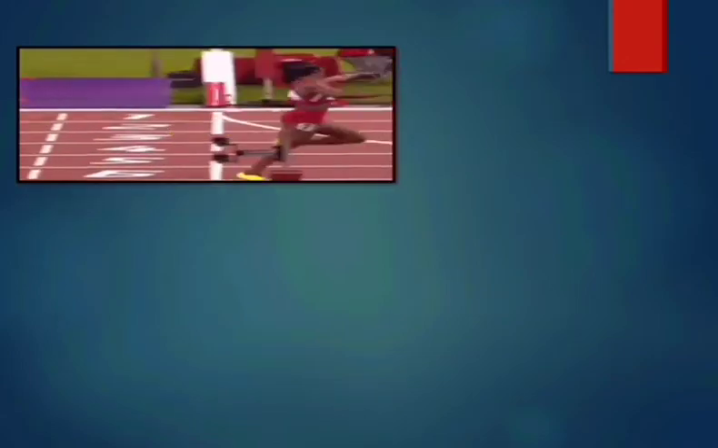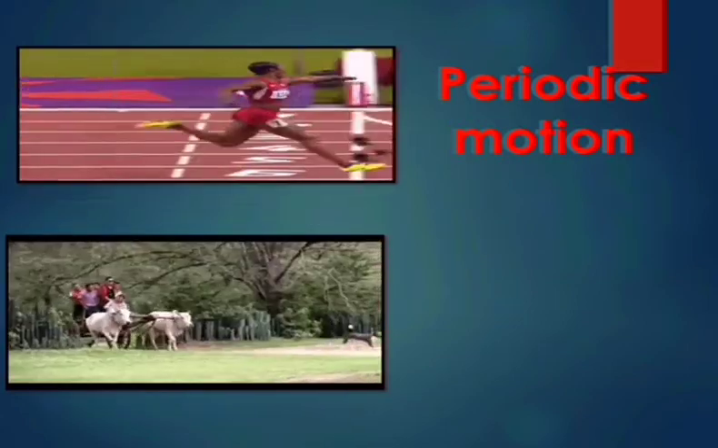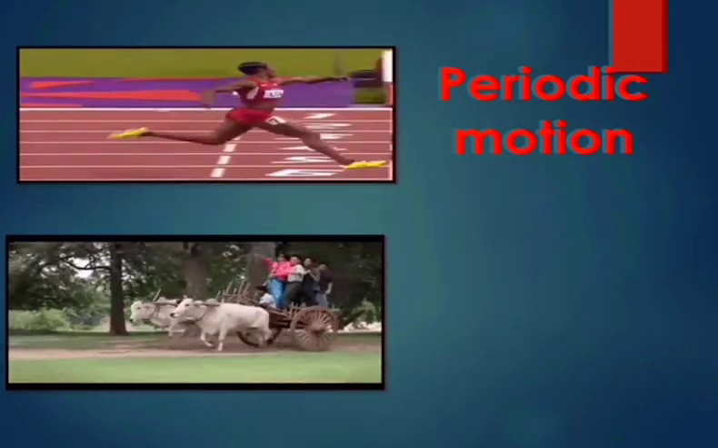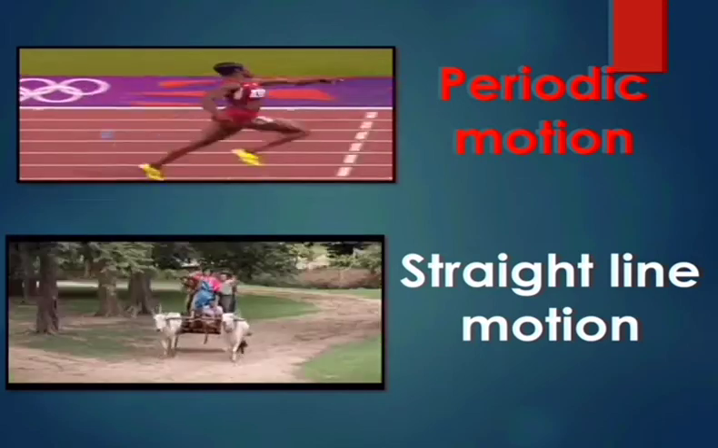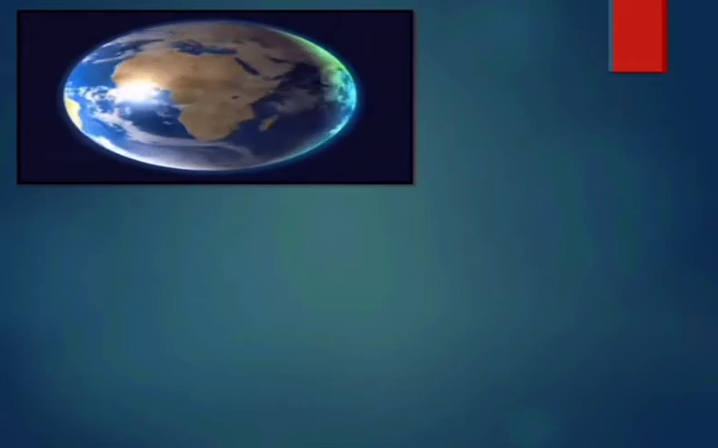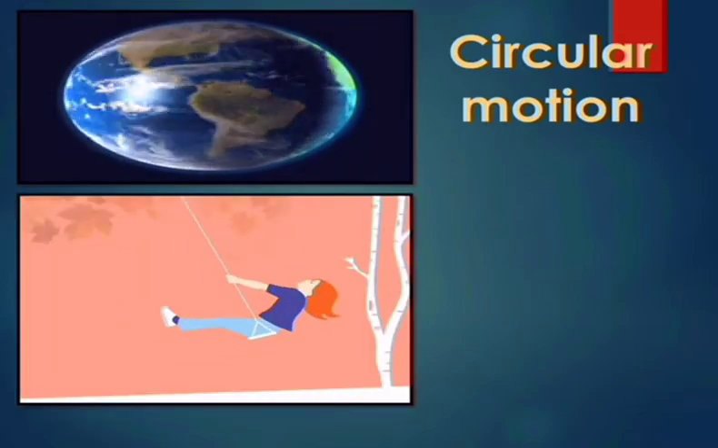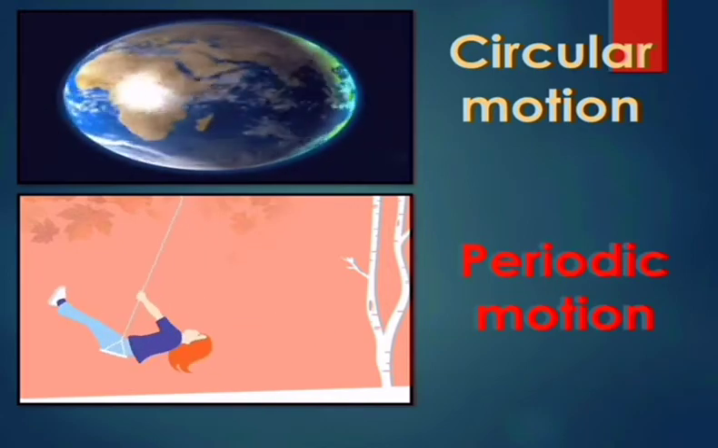Look at this picture, a relay race. Look at the movements of legs. What type of motion is this? It's a periodic motion. Now in this picture we can see a bullock cart. If the bullock cart is moving in a straight line, then what type of motion will it be? Since it is moving in a straight line, it will be a straight line motion. Now look at this video clip. The earth is rotating. So what type of motion is it? It's a circular motion. A swing that is going forward and coming back is an example of periodic motion.